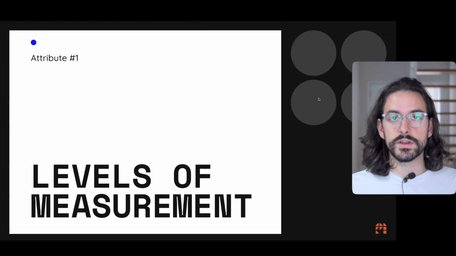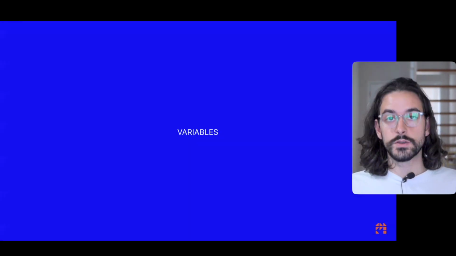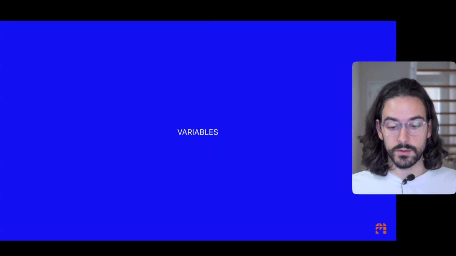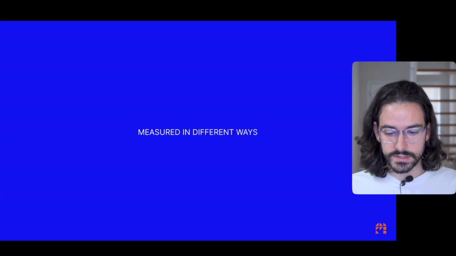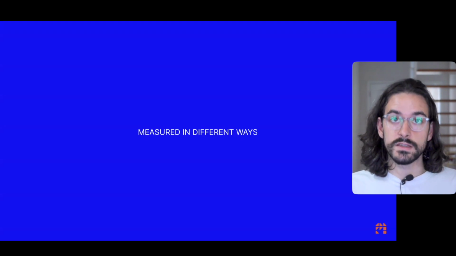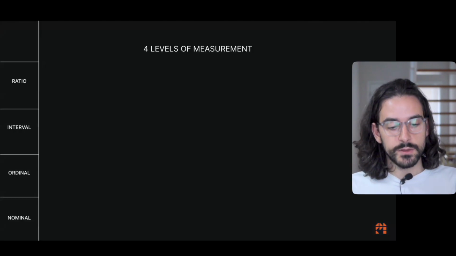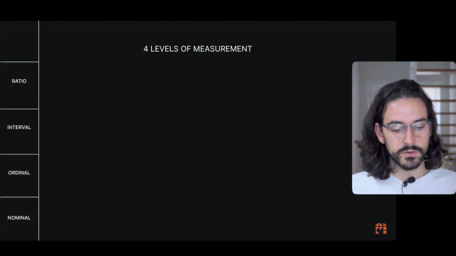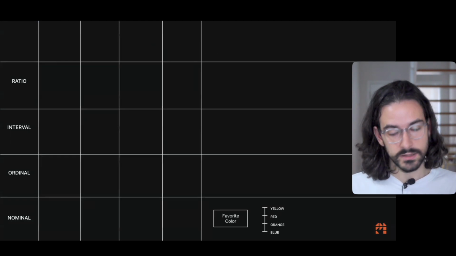Hello, so let's get started with our attributes and talk about our first attribute, levels of measurement. This is really a basic class about variables and different types of variables. Variables, as we know, are questions measured in different ways, and these are the levels of measurement of these variables, right? There are 4 levels of measurement: ratio, interval, ordinal, nominal, okay? And I'm going to put them on a table here just so we can understand.